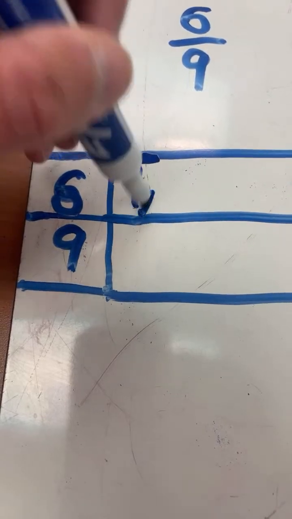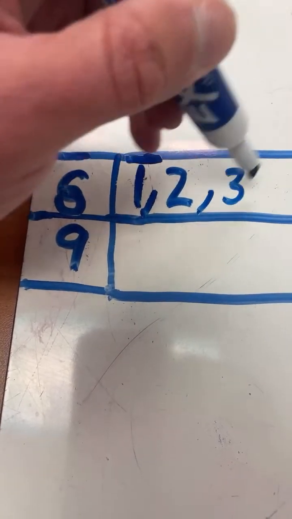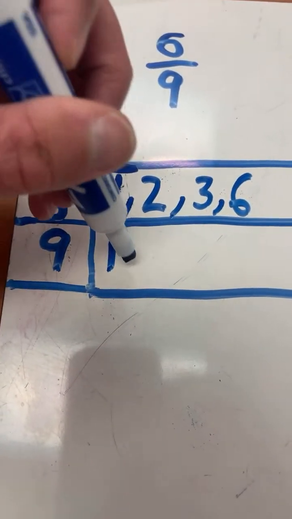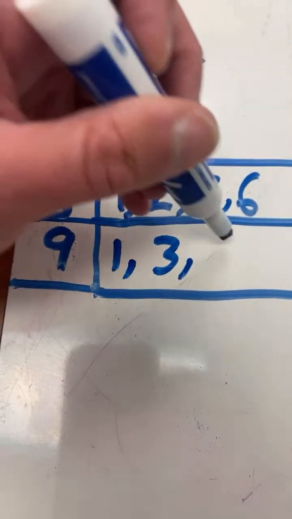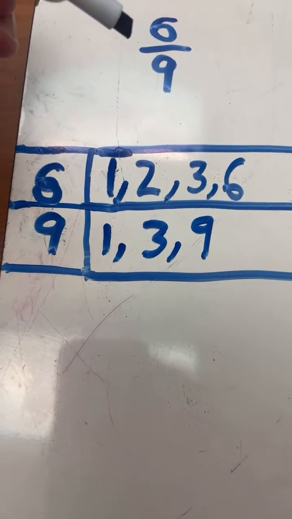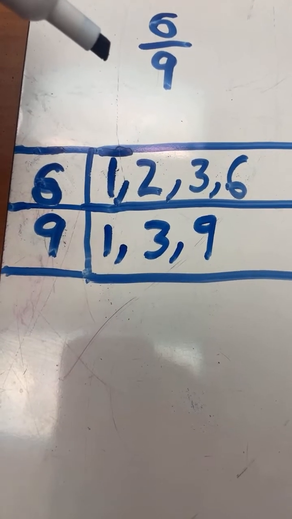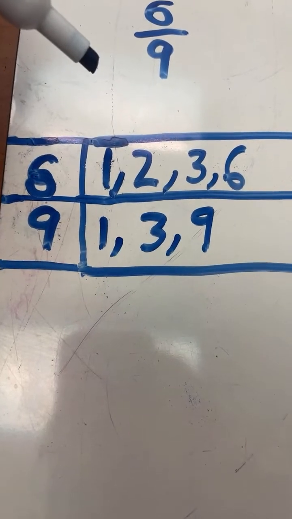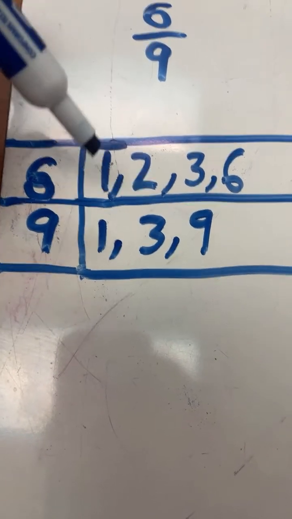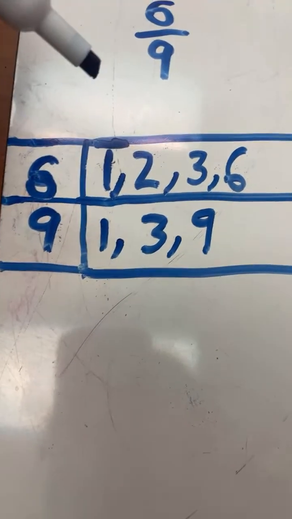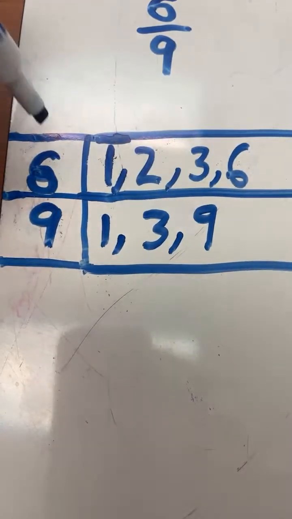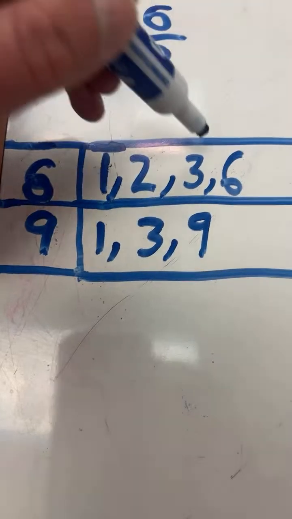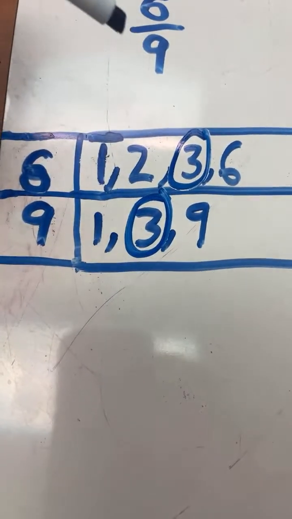So our factors of 6 are 1, 2, 3, and 6. Our factors of 9 are 1, 3, and 9. And we have to select the greatest common factor. That's the biggest factor that both 6 and 9 have in common. If we look at the common factors, we have 1, we have 3. Now, even though 9 is the biggest number here, 9 is not a factor of 6. Also, 6 is not a factor of 9. The greatest common factor is 3, so 3 is what we need to divide by.